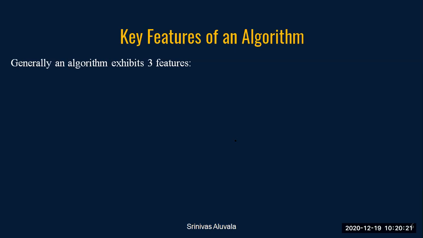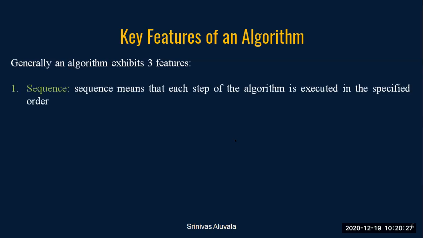It can be any one of the features, but it exhibits these three features. What are those features? When we think of the features of an algorithm, one of the features is sequence. As we already defined, an algorithm is something which moves in sequence. Sequence means that each step of the algorithm is executed in a specified order, in sequence. That's what we call one of the features.